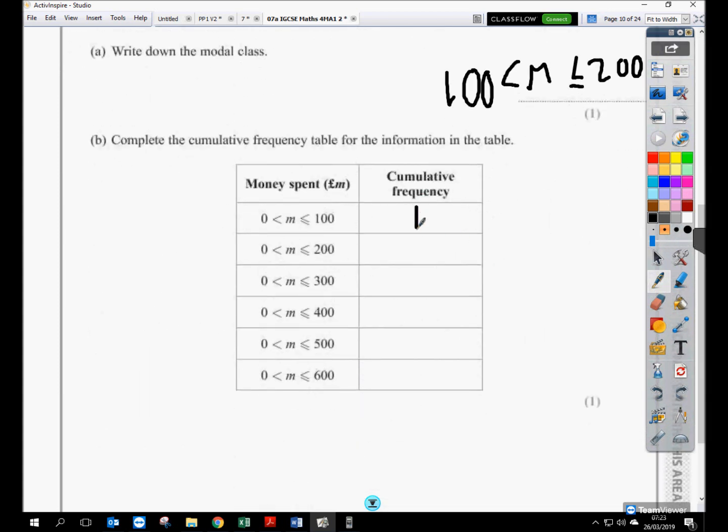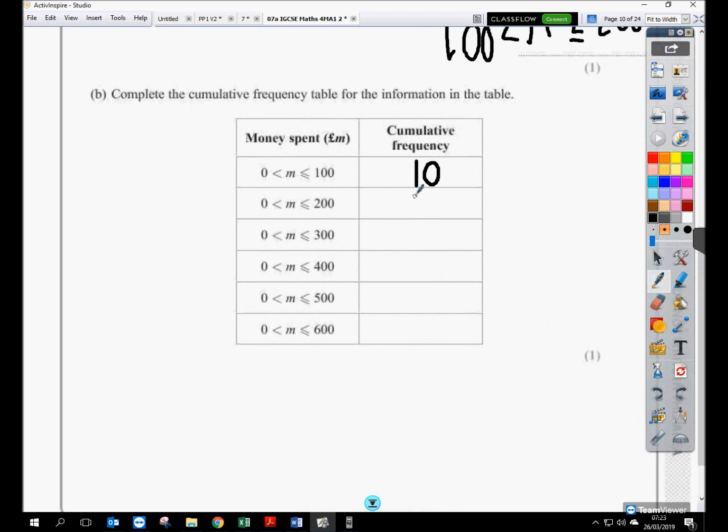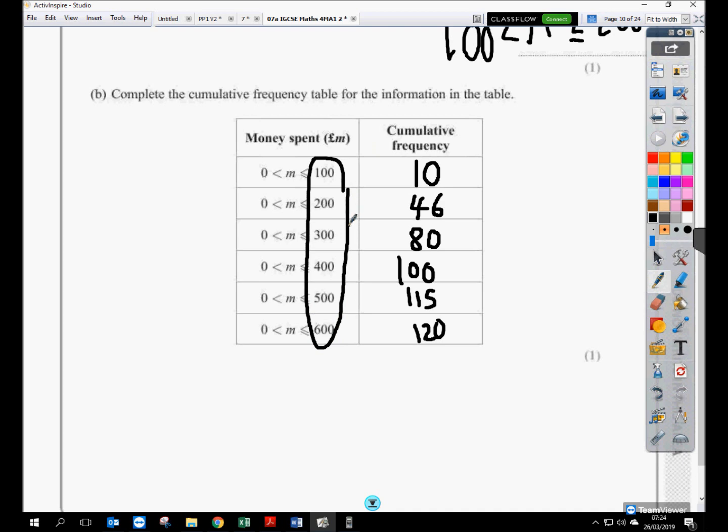Cumulative frequency, so this is like a running total. We have 10 in the first row. The next row we have 36, we add that to the 10, we get 46. Just keep adding as you go down the table: 80, 100, 115 and 120. Now we're going to plot the points. We use the end points, and it's supposed to look like an elongated S-shaped curve.